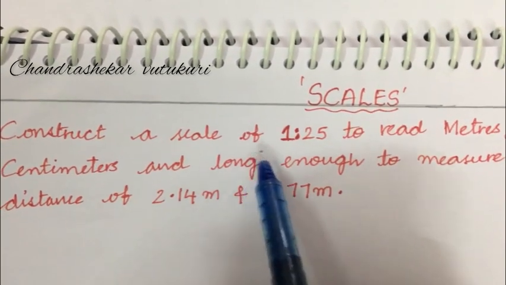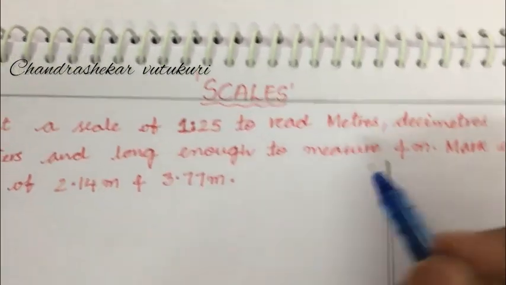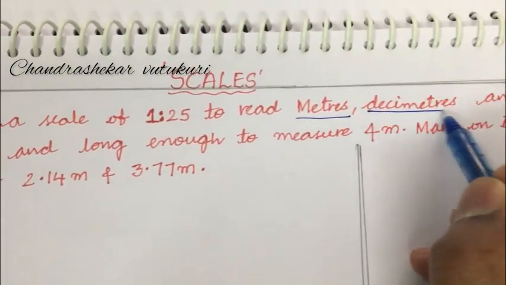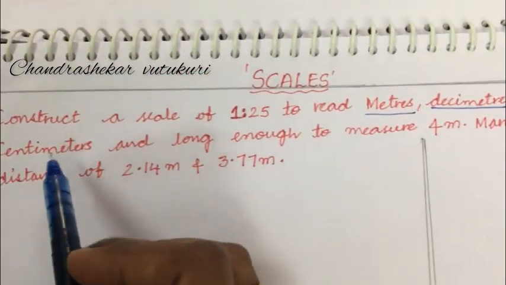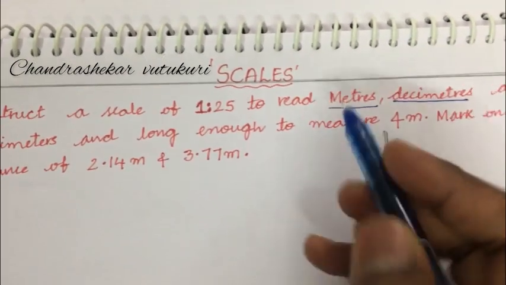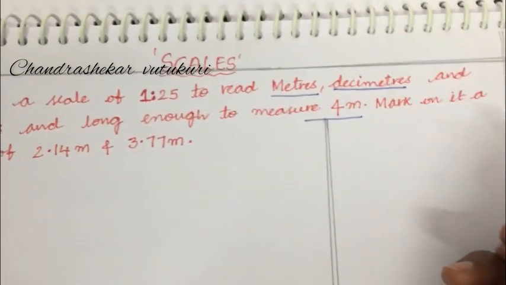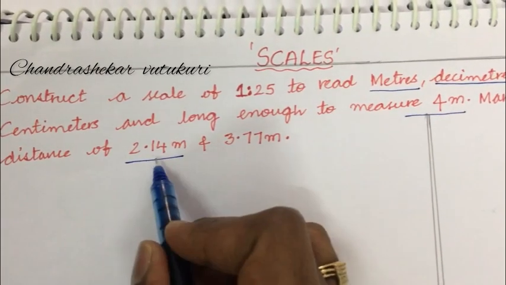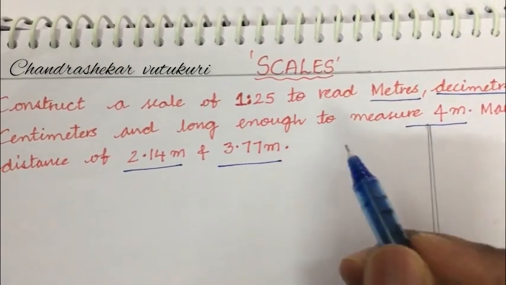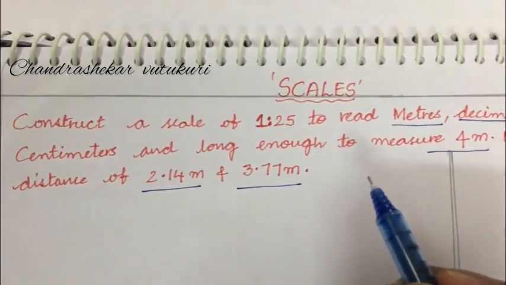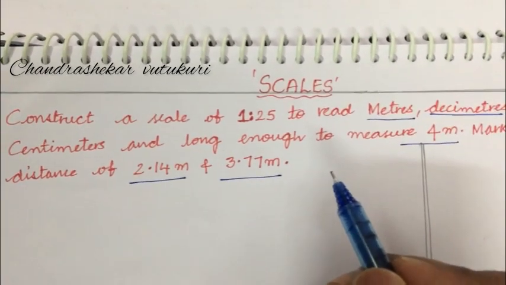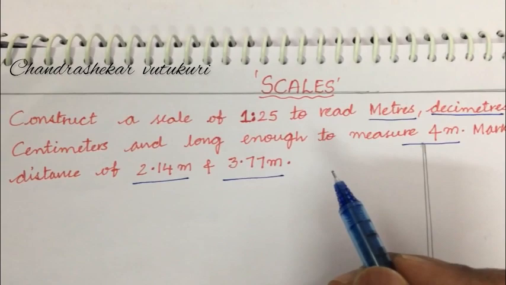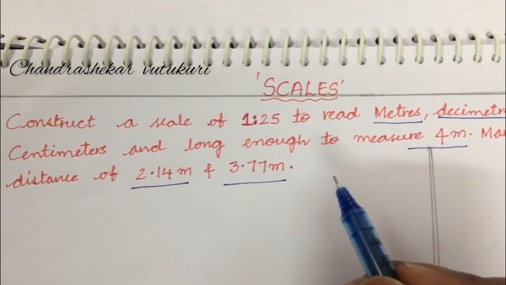Construct a scale of 1:25 to read meters, decimeters and centimeters and long enough to measure 4 meters. Mark on it a distance of 2.4 meters, 2.14 meters and 3.77 meters. This is one of the questions asked in previous question papers, and first you need to identify whether it is a plain scale or a diagonal scale.